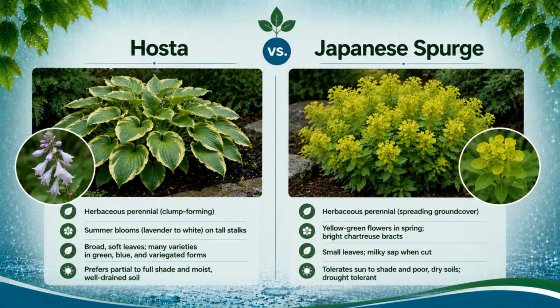Hosta and Japanese spurge are both useful in shade, but they are not the same type of plant. Hosta is an herbaceous perennial. It grows large leaves during the growing season, then dies back in winter. Japanese spurge, also called Pachysandra, is a low-growing evergreen ground cover. It spreads to cover the soil and is often used under trees or in shaded planting beds. Memory clue: Hosta equals large shade leaves. Japanese spurge equals evergreen shade ground cover.